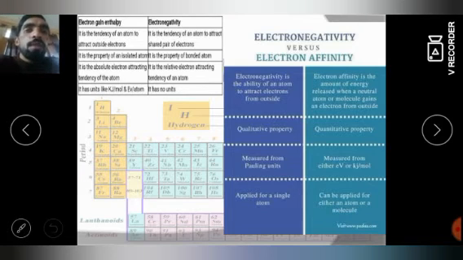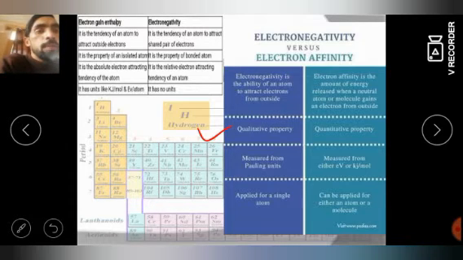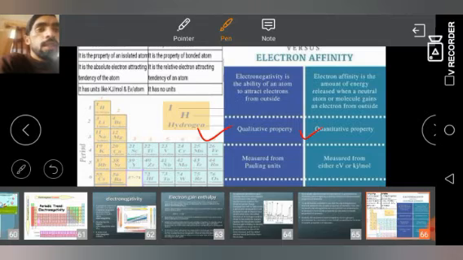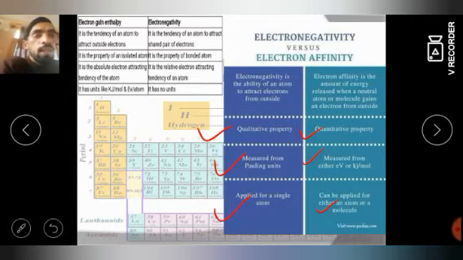It is the property of an isolated element, whereas electronegativity is the property of a bonded atom. Electron gain enthalpy is the property of absolute electron attracting tendency, whereas electronegativity is the relative electron attracting tendency. Electron gain enthalpy is measured in kilojoule per mole, whereas electronegativity doesn't have any unit. So electronegativity is a qualitative property. Electron affinity is a quantitative property. Electronegativity can be measured in Pauling units, whereas electron affinity can be measured in electron volts. It is applied for a single atom, whereas electron affinity is applied for an atom or a molecule. Okay.